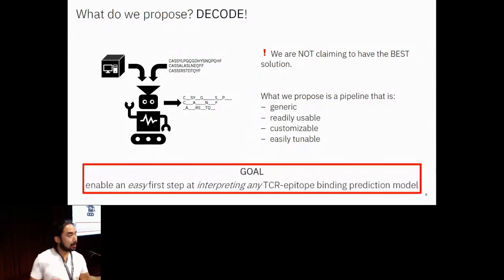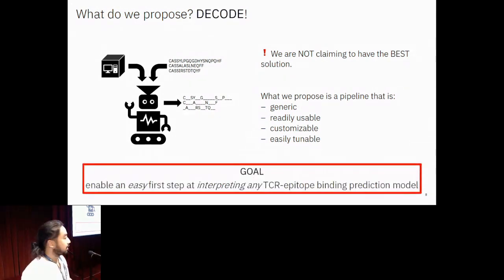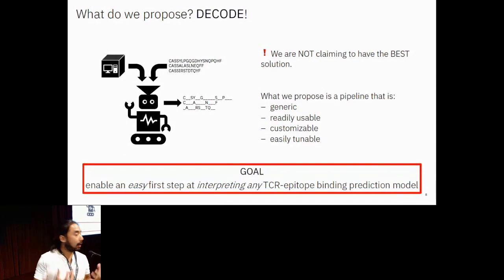So to summarize, the real goal of this project is to enable any user and any researcher of T-cell receptor epitope binding to have a quick look into any model that is trying to solve this problem. So basically enabling them to have a first interpretability step into their problem.